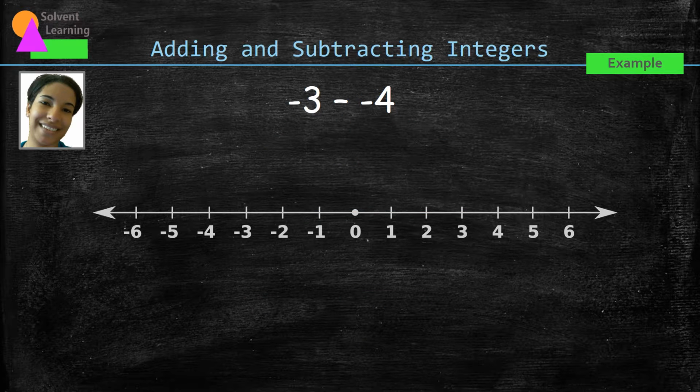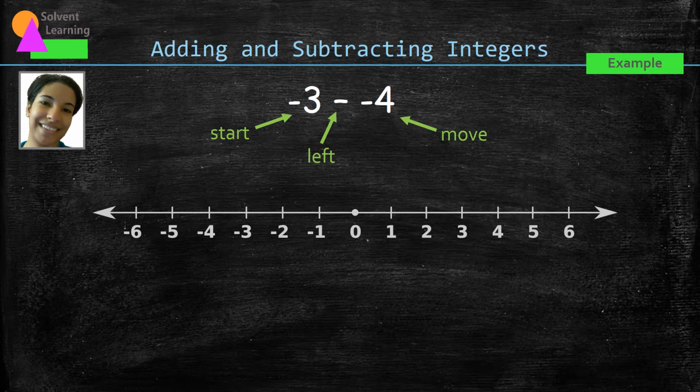Okay, and here's our third example. We have -3 minus -4. Okay, so we're going to start at -3. We're going to move 4 units. And notice we have 2 signs in the middle, so we have to consider both of those signs when we figure out what direction we're going to end up moving.